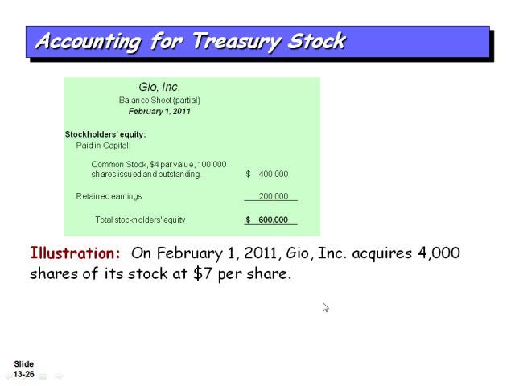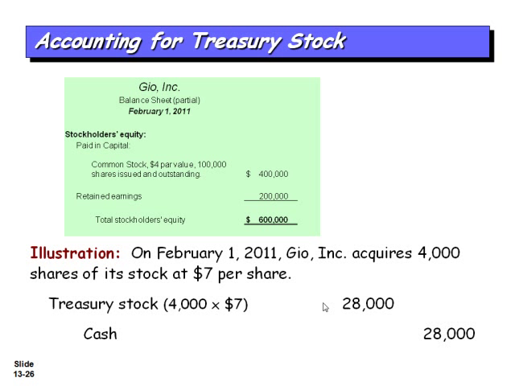Okay, February 1st, Geo acquires 4,000 shares of its stock at $7 a share. So we account for this at cost. We debit treasury stock $28,000, and of course we credit cash $28,000. And please remember, for test situations, please always do a description on your journal entries. Okay, so this is a debit to treasury stock.